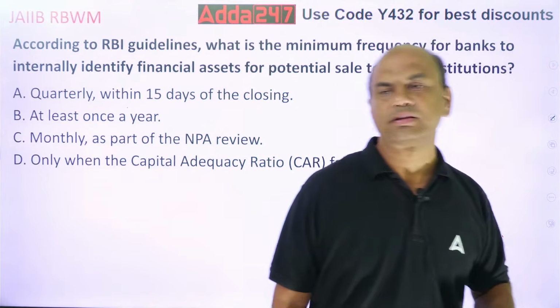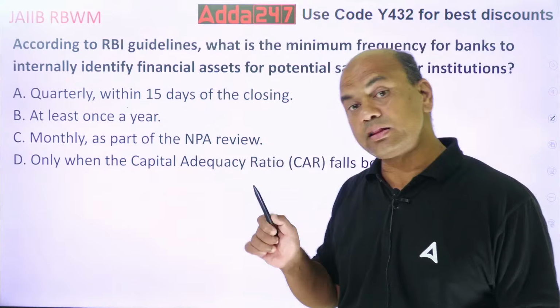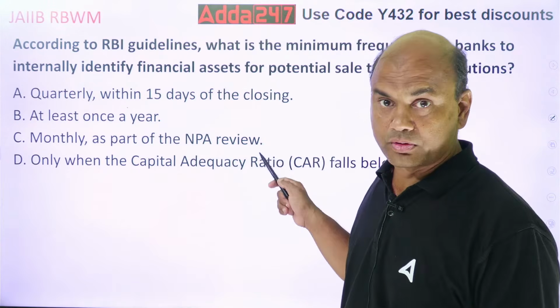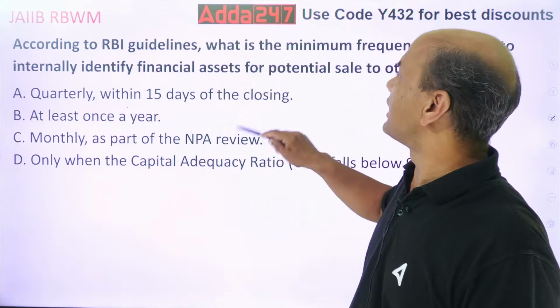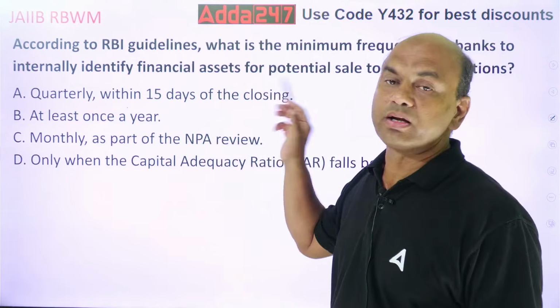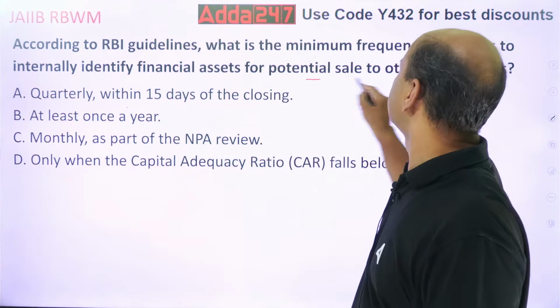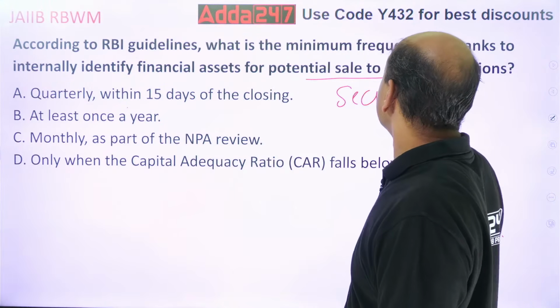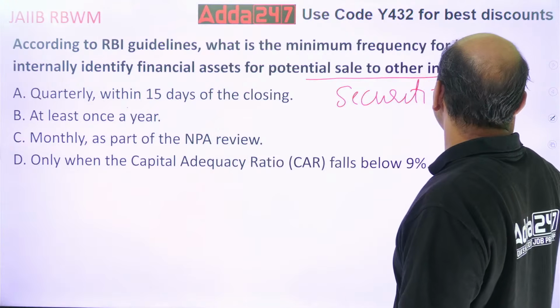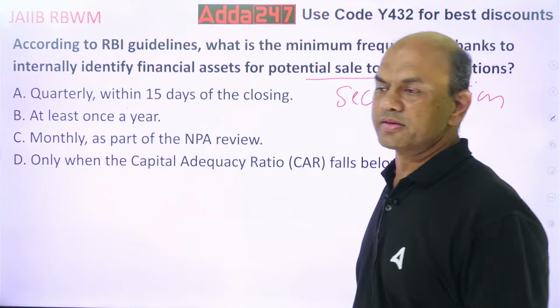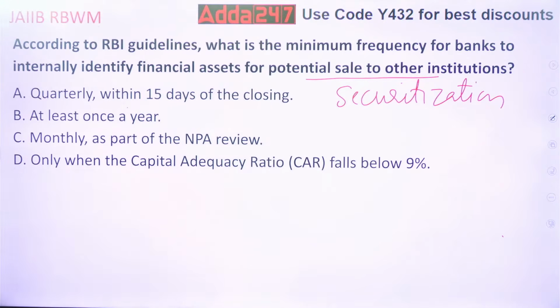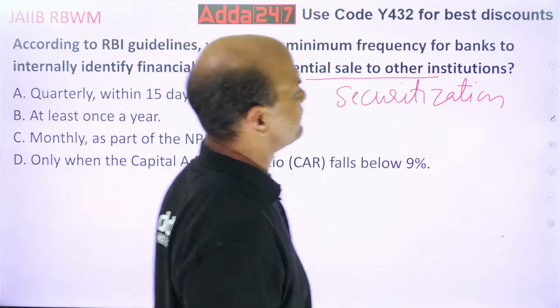So, what is the answer? This is there in the book also. Kindly note, it's given in the Macmillan book. As per the RBI guidelines, what is the minimum frequency for the banks to internally identify the financial assets for potential sale to other institutions under securitization? Anyone? Quarterly, within 15 days of closing, at least once a year. Correct. Who's this? Jaya Chitra. Very good.